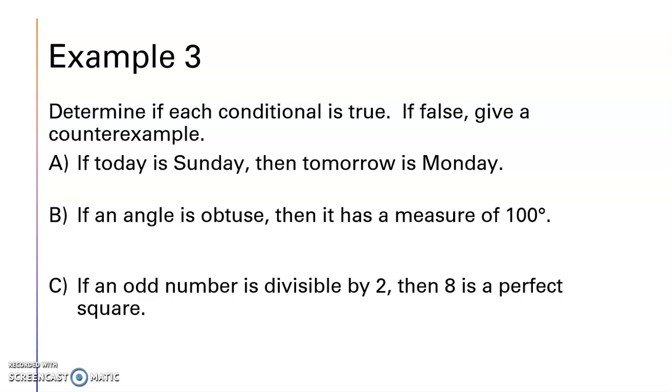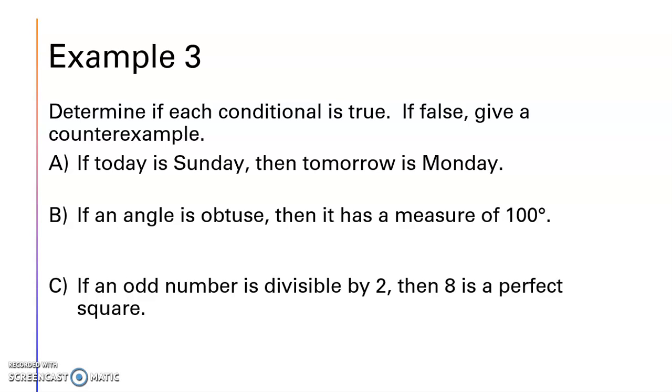In example 3, you need to determine if each conditional is true. If it's false, you need to give a counterexample. So part A says, if today is Sunday, then tomorrow is Monday. So think about if today were Sunday, would tomorrow be Monday? If it's true, you can just write true. If it's false, see if you can find a counterexample.